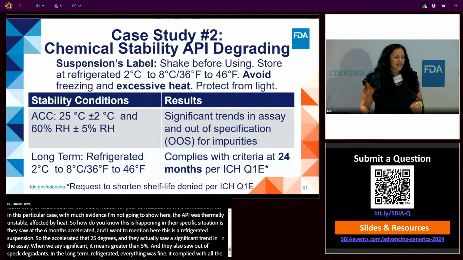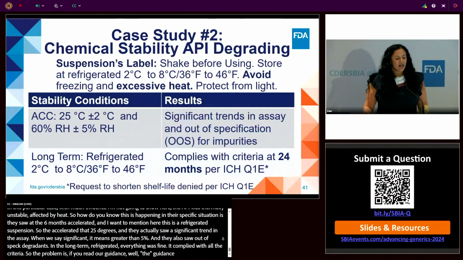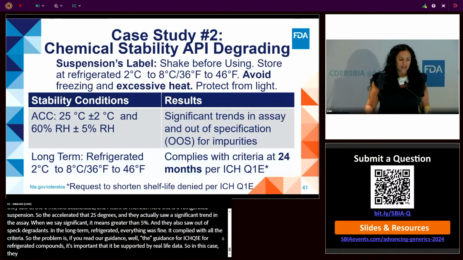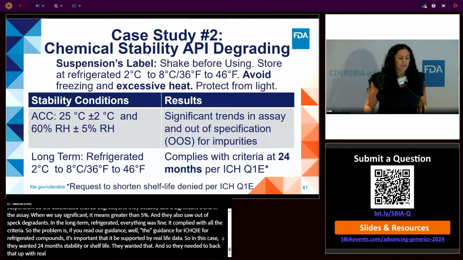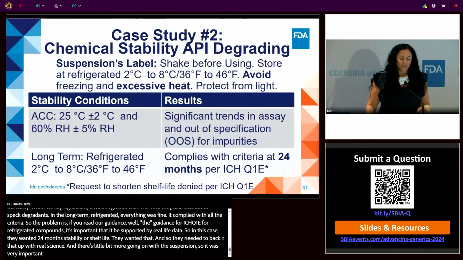So the problem is, if you read our guidance, the guidance for ICH Q1E, for refrigerated compounds, it's very important that it be supported by real-life data. And so in this case, they wanted 24 months stability or shelf life. They wanted that, and so they needed to back that up with real science. And there's a little bit more going on for the suspension. And so it was very important to see that they had a stable formulation.